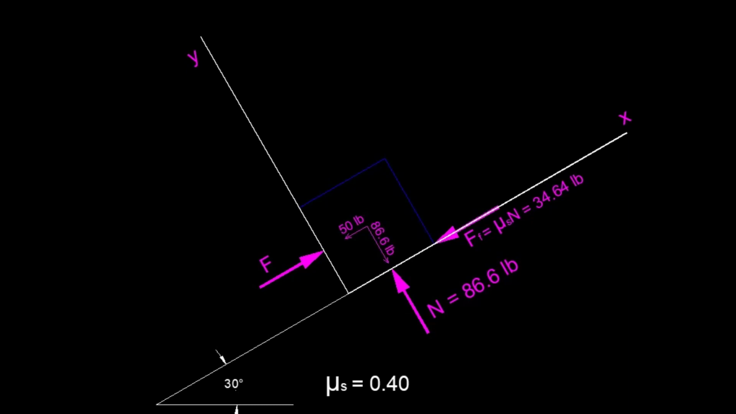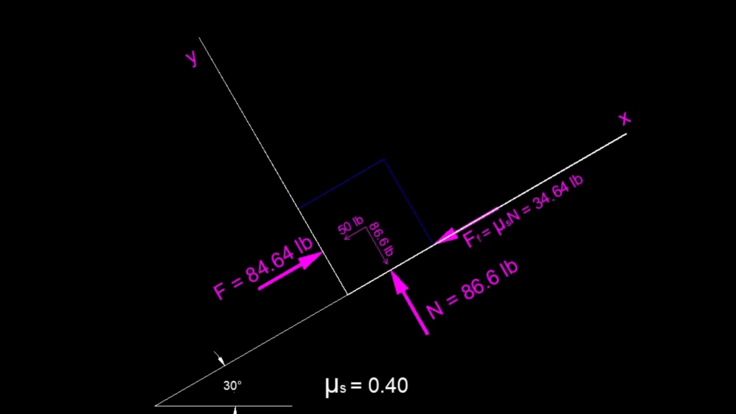That's just simply multiplying the static coefficient, 0.4, times the 86.6, and we get 34.64. Now, what we're trying to get is, what is that force F? Well, for this, we're going to use the summation of forces in the x, and the only two forces we have are the x component of the weight, which is negative 50, and the friction, which is 34.64. So those combined will result in the force being applied to the block to push it up the slope, which is 84.64.